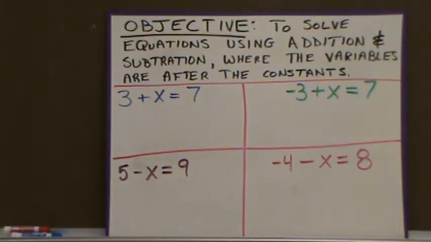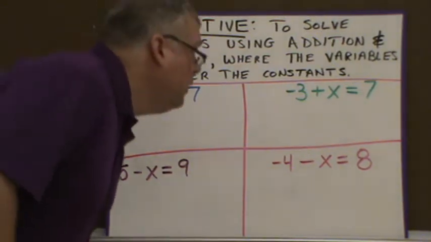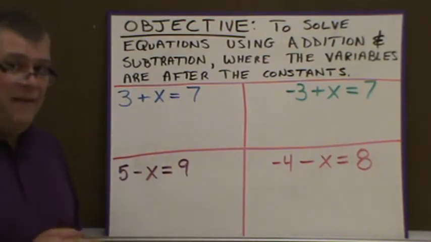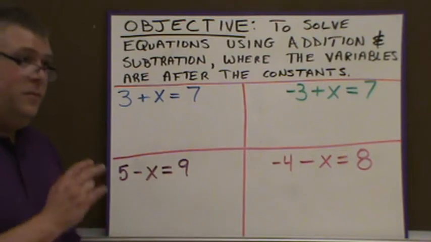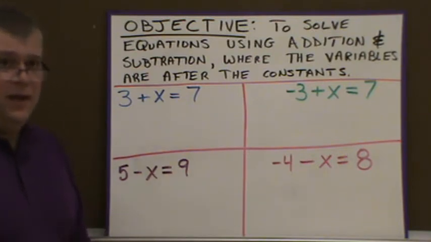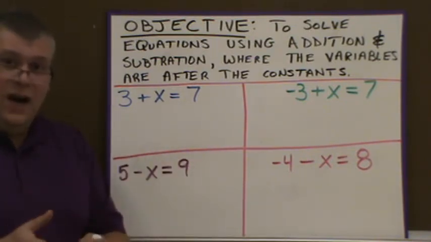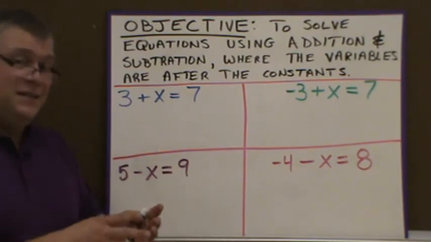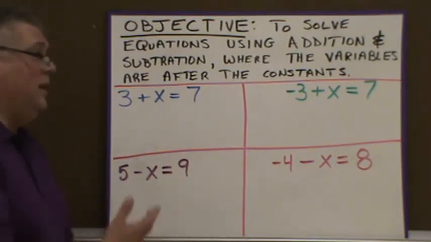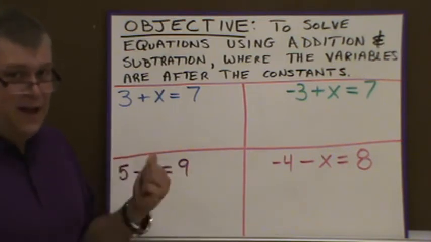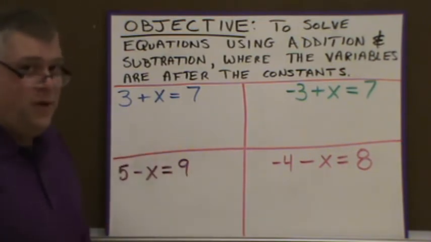The objective of this video is to solve equations using addition and subtraction where the variables are after the constant. In the previous video, we talked about solving addition and subtraction equations like x plus 2 equals 7 or x minus 3 equals 8. The variable always came first and the constant came second. Well, in this one, there are some special problems when the constant comes first. So I want to point that out.